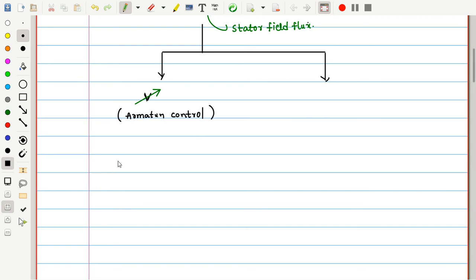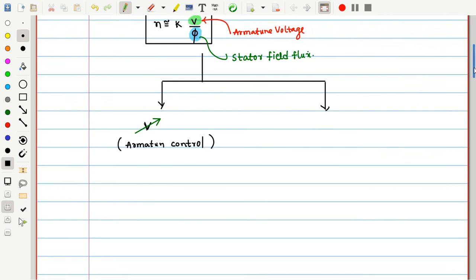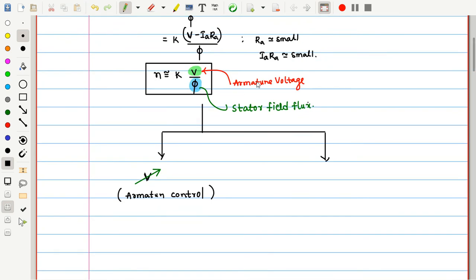In this armature control, observe that when we are controlling the armature voltage, we should keep the other parameter constant, so that the speed is only proportional to the armature voltage. So speed is approximately some other constant k dash into V, when the flux is maintained constant. The speed is simply proportional to the voltage. As I vary the armature voltage, the speed will vary. This is one method, the armature control method.